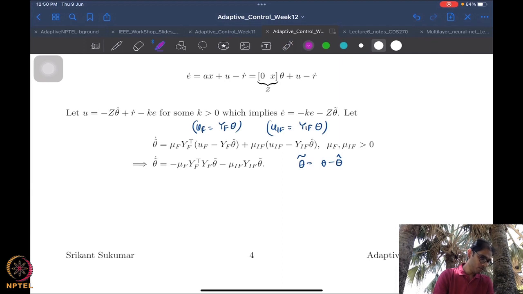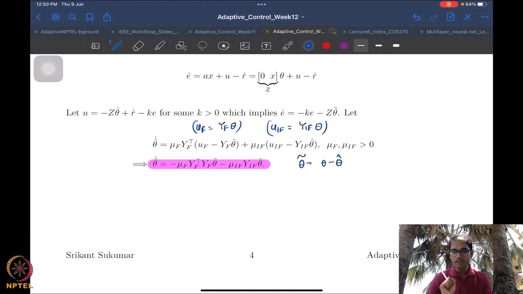So that's why I mark this. This is the magic. This is where the magic has happened. And this magic has happened because we started with the regressor parameter form, and then we constructed smart filters. Not we, but keystrokes from IIT Delhi constructed smart filters. Okay. So great.